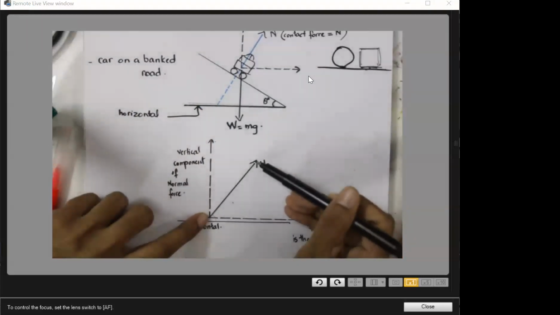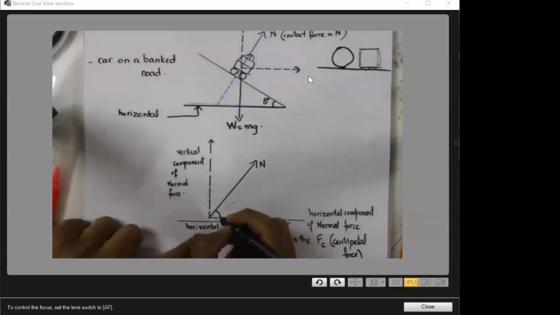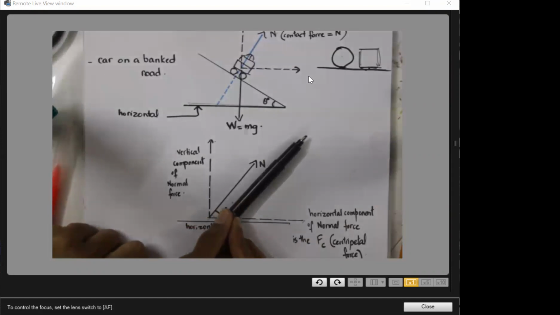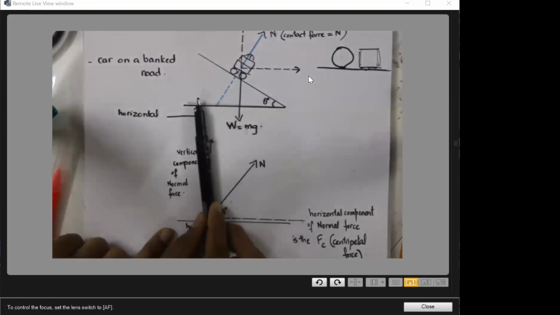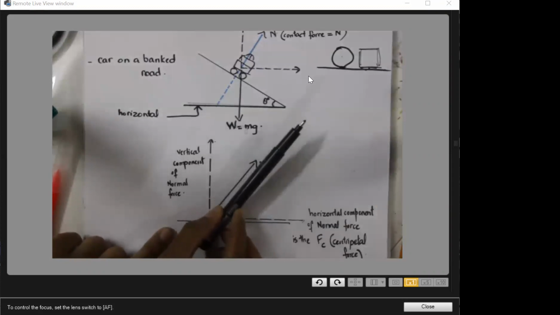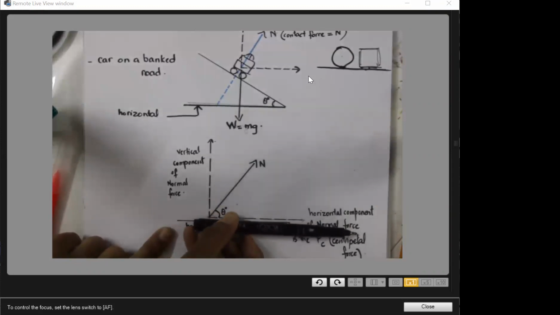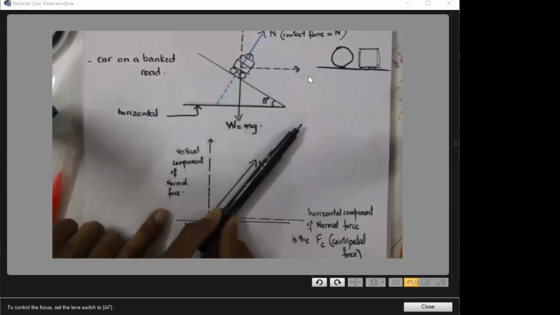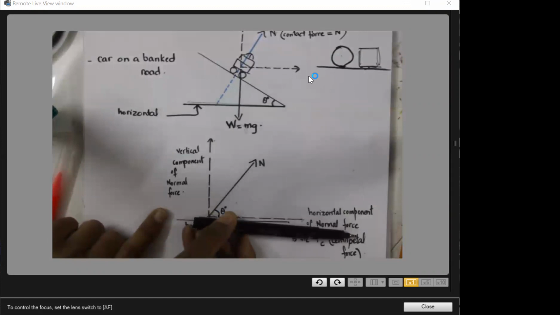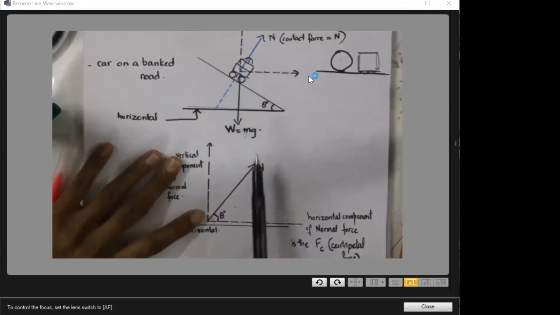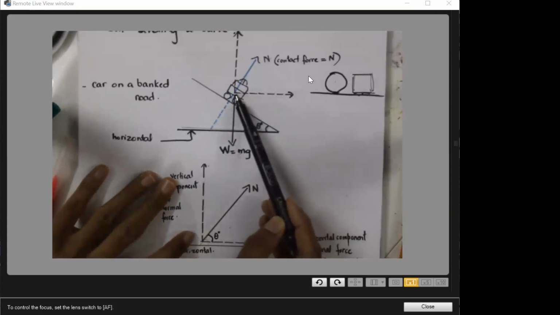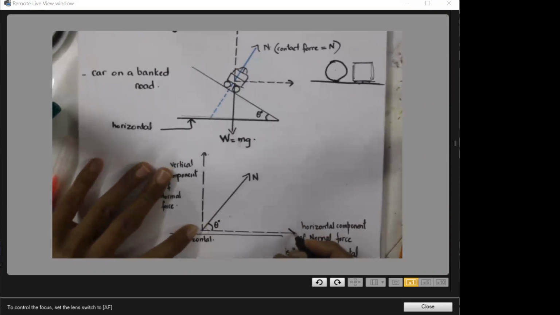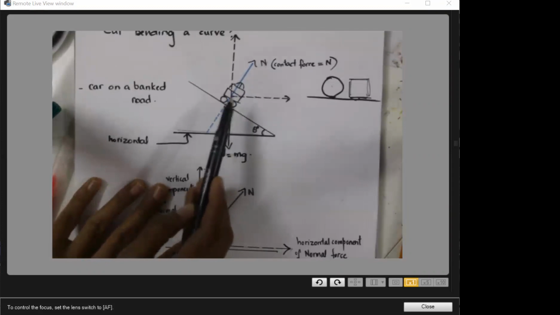So we can see that this normal is not perpendicular to the horizontal, but it is at some angle to the horizontal. That means this force is diagonal. Whenever we have a force which is not exactly vertical or horizontal, but somewhere in between, that vector has some horizontal component and some vertical component. We did this in vector addition, if you remember. So it is the horizontal component of this normal force exerted by the surface on the car which is providing the centripetal force.